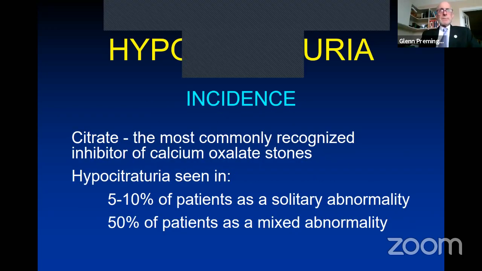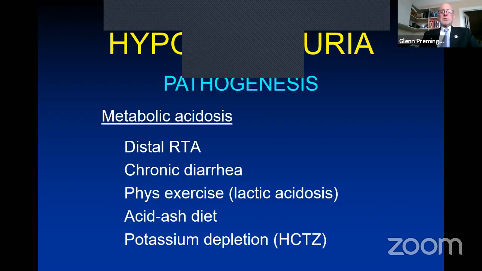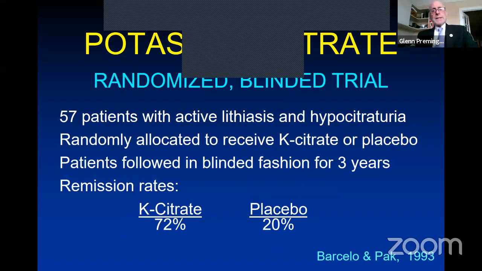Hypocitraturia is the second most common problem we see in our stone-forming population, and about 5 to 10% of our patients have hypocitraturia as their sole metabolic abnormality, and it's found as a mixed abnormality in about 50% of our patients. When do we see hypocitraturia? Well, in any condition that causes acidosis, such as those individuals with distal RTA, chronic diarrhea, excessive physical exercise causing lactic acidosis, a high acid ash diet, or potassium depletion causing intracellular acidosis, for example, for those patients taking thiazide diuretics.